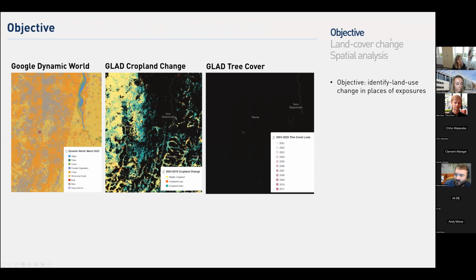Everybody, thank you for the introduction, Christine. So just to explain a little bit about what we're doing. Obviously, the objective here is to identify land use change and places of exposures, as Christine identified, just to represent those exposure pathways that we're talking about. Basically, we have high resolution spatial data to represent pathways more accurately these days, which is great. There've been sort of a number of recent products that have been made available. Here's an example of a few that we'll be working with, so the Google Dynamic World, GLAD cropland change, and their GLAD tree cover data sets.